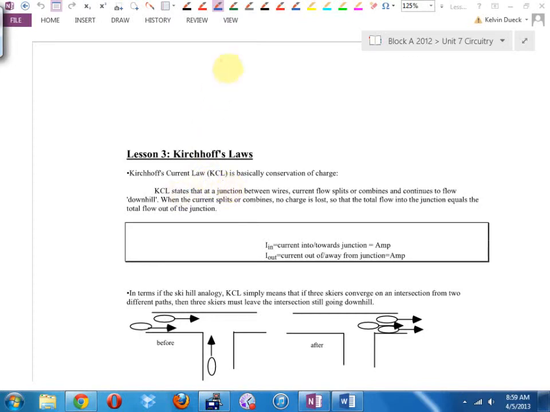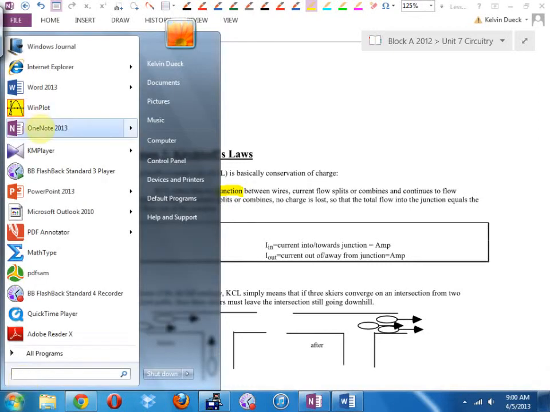It says that at a junction between wires, current flow splits or combines and continues to flow downhill. When the current splits or combines, no charge is lost, so that the total flow into the junction equals the total flow out of the junction. Now that sounds terribly confusing.